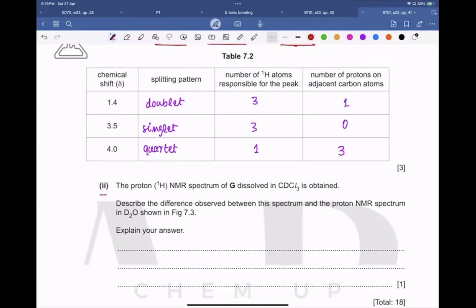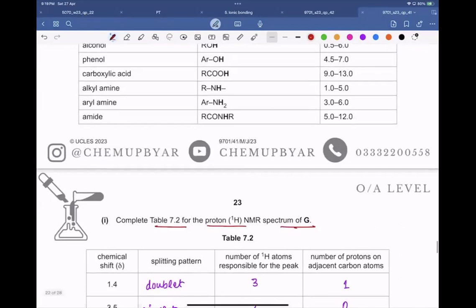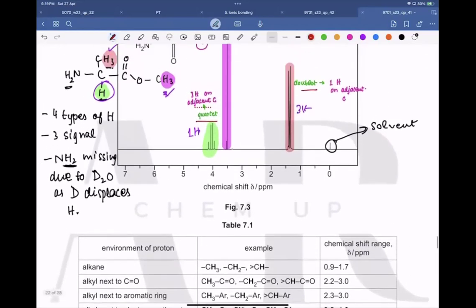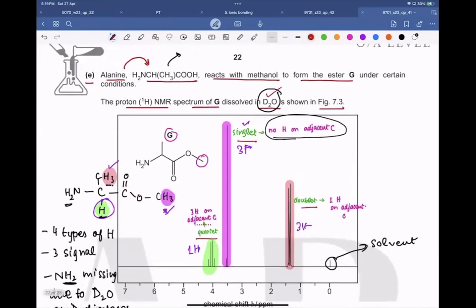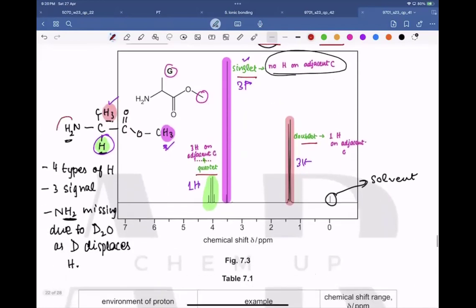Now, part 2. The proton NMR of spectrum G dissolved in CDCl3 is obtained. See over here, this spectrum is obtained in D2O, and that's why we decided that the signal of these two hydrogens is missing, as D displaces this hydrogen and it becomes ND2, and that's why the signal disappears. Where is a triplet, Mahavi?